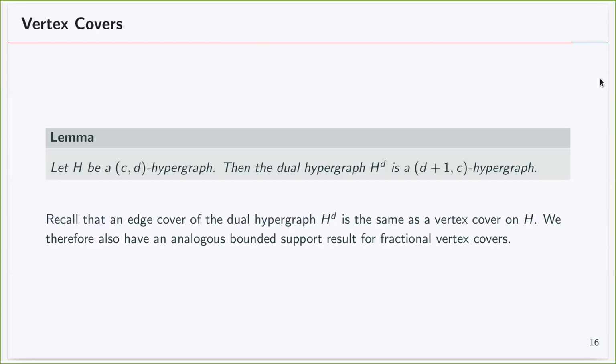So we have this simple lemma here, where we have if H is a CD hypergraph, then the dual hypergraph is a (D+1), C hypergraph. This is not so difficult to see if you look at the sort of implication of what a CD hypergraph means in the incidence graph, and then you remember that the dual hypergraph has the same incidence graph as H. But the important part of this is that the edge cover in the dual hypergraph is the same as the vertex cover in the original hypergraph. So we can derive the exact same statement as our main result also for vertex covers. That means that if we have a vertex cover, then there's also a vertex cover where we can bound the number of vertices that have non-zero weight.